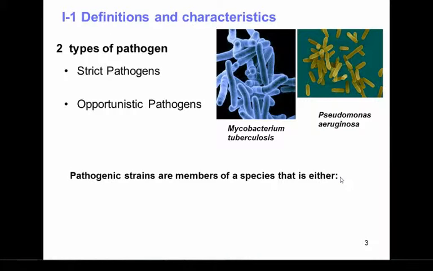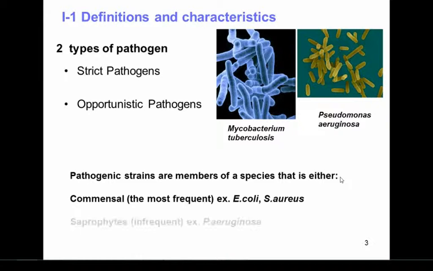Opportunistic pathogens, there are 2 types. They are either pathogenic strains of commensal bacteria, for example, Escherichia coli, Staphylococcus aureus. You know, we have a lot. Everybody here has got Escherichia coli in their gut. Most strains are commensal and harmless. Some are pathogens. And from time to time, saprophytes, which live by degrading organic matter, can be opportunistic pathogens. So Pseudomonas aeruginosa is one of those.